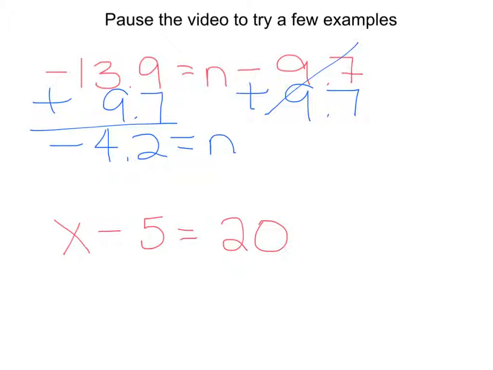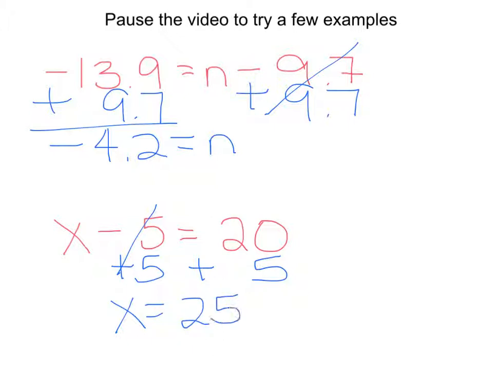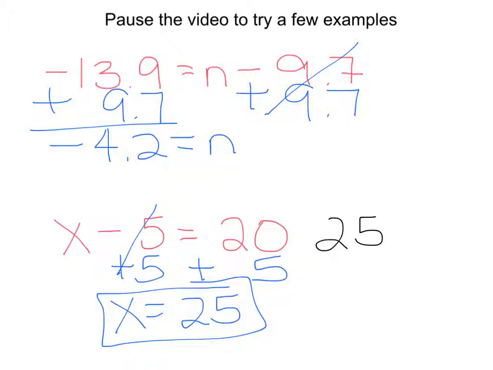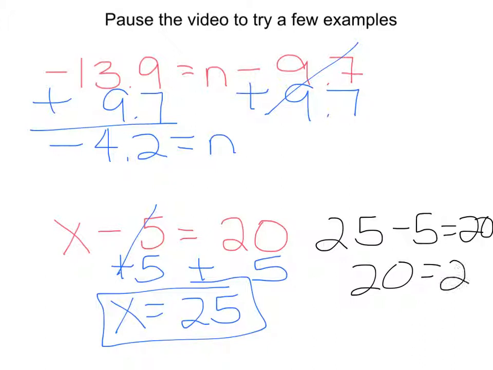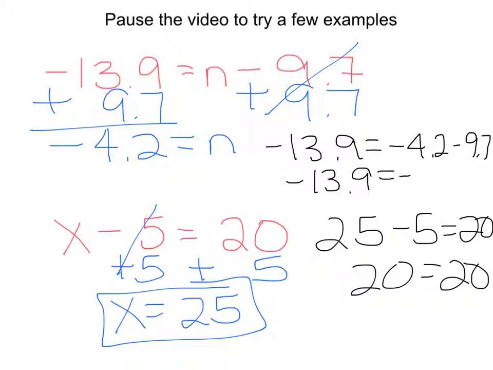The next example is x minus 5 equals 20. So you add 5 to both sides, and you get x equals 25. If you go back and plug both of these numbers in, we have 25 minus 5 equals 20. So we get 20 equals 20. And then up top, we have negative 13.9 equals negative 4.2 minus 9.7. Negative 13.9 equals negative 13.9. And they check out.